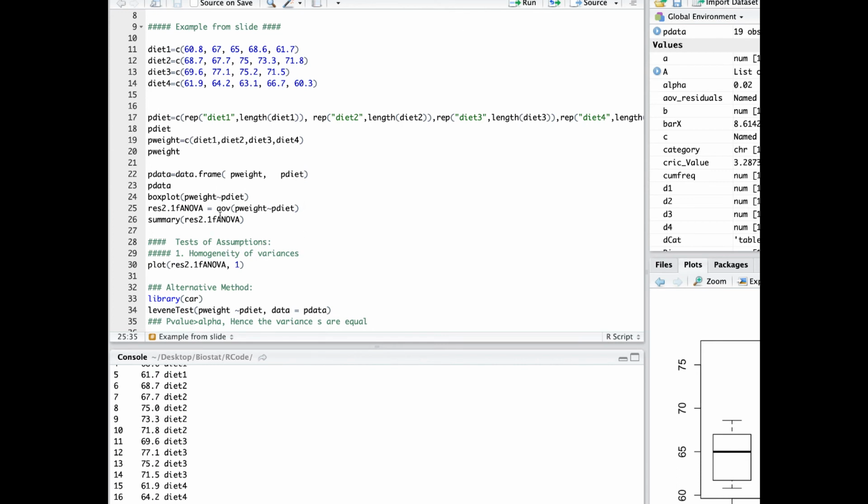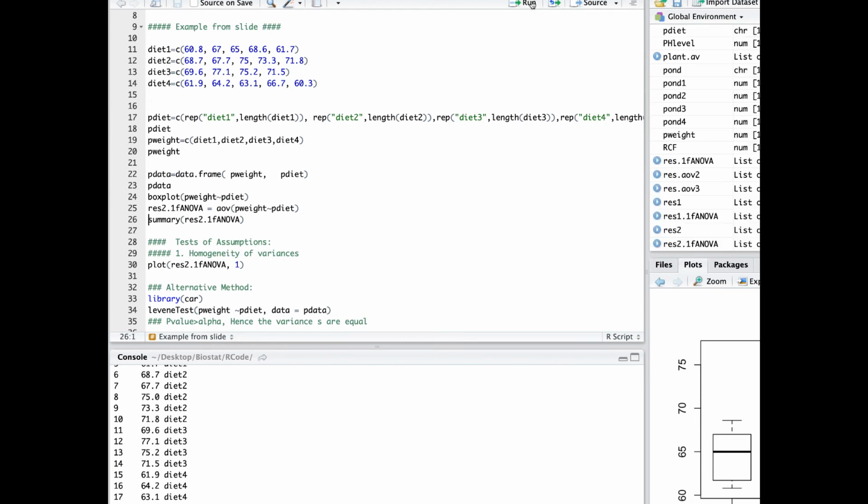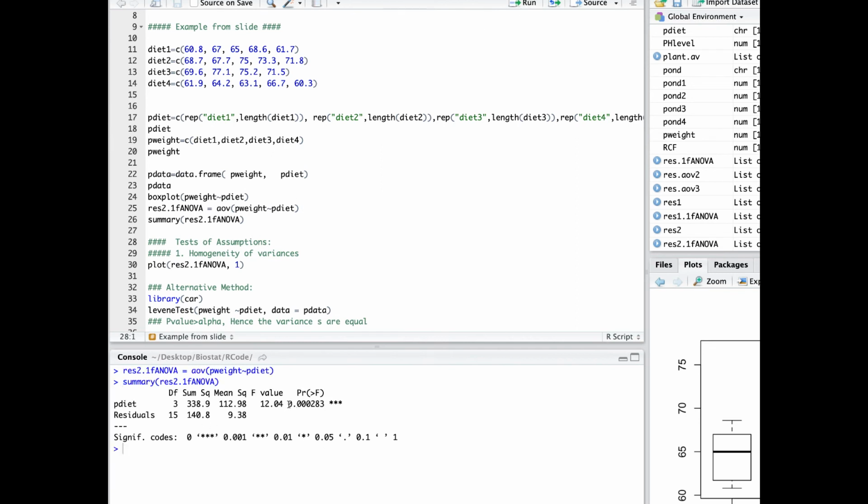So what I did is AOV, and then peak weight versus peak diet. What it does is check whether the mean, the average weight under the different diets, are equal or not. So this is what I got. I got the p-value less than alpha, meaning that the average weight under the four diets is not equal. So some of the diets have better performance on weight gain than the other diets.